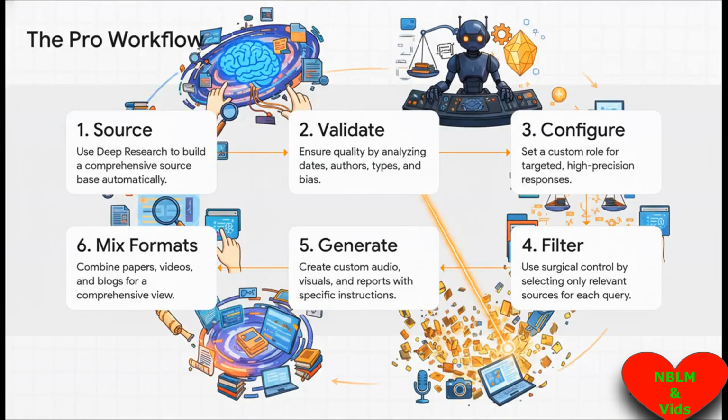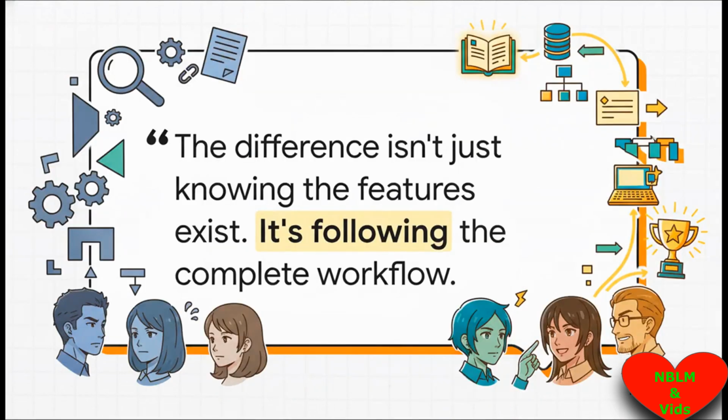And that's it. The complete professional workflow, right here in 6 steps. You source, you validate, you configure, you filter, you generate, and you mix. This is the system. This is the repeatable process that takes you from amateur to pro. So the key takeaway is this. The real difference between an average user and an expert isn't just knowing that these features are there, it's having the discipline to actually follow the workflow every single time.